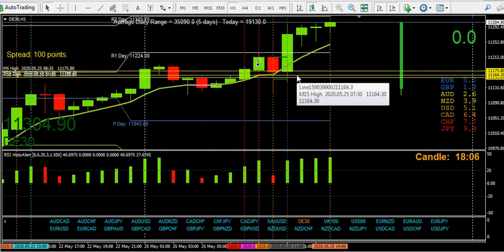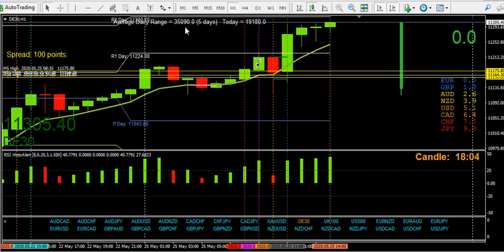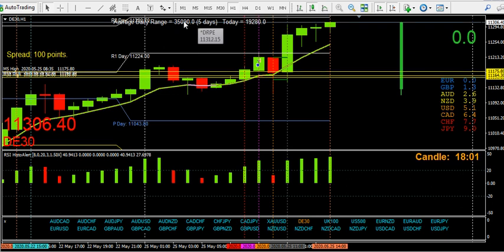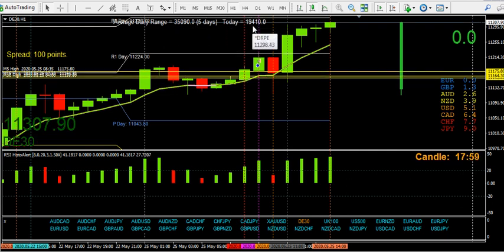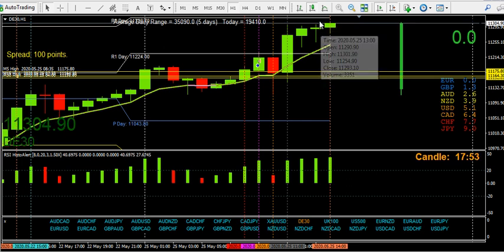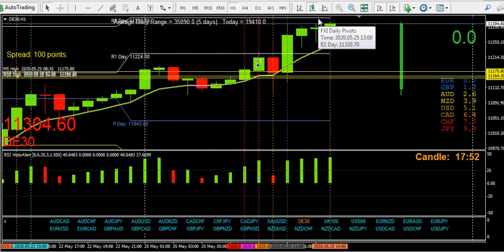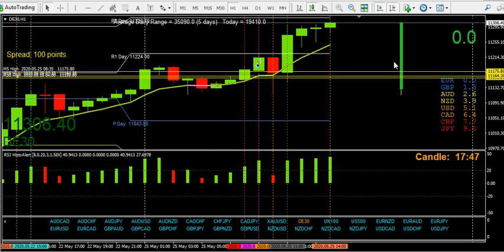I took the long on DAX this morning. As you can see, the DAX is moving up nicely. Average daily range for 5 days is 35,000. We're at 20 now, and it's just cruising through these resistance levels, the pivots, and cruising on up to R2 now. Everything looks good for the longs.